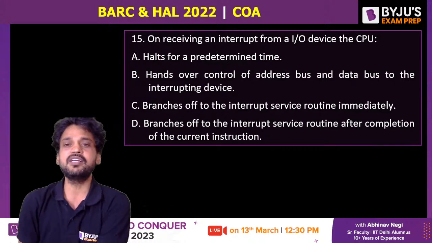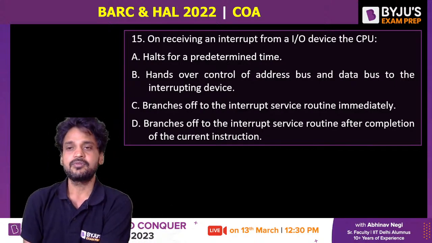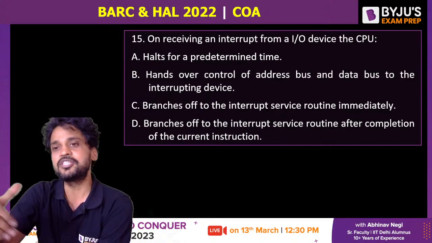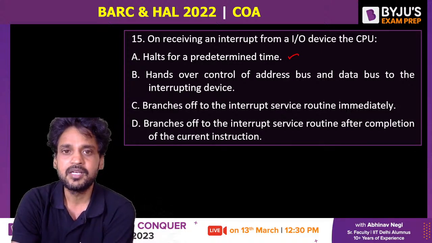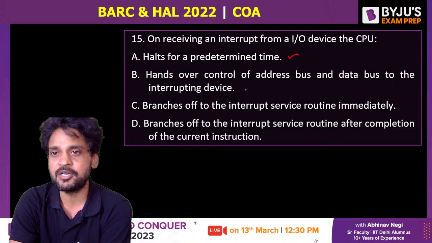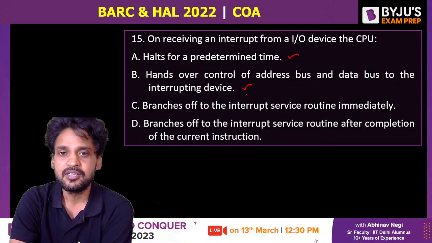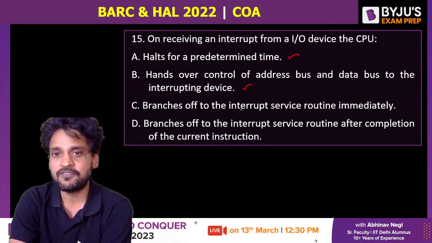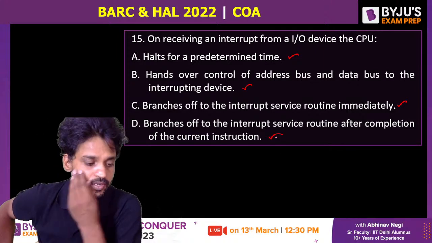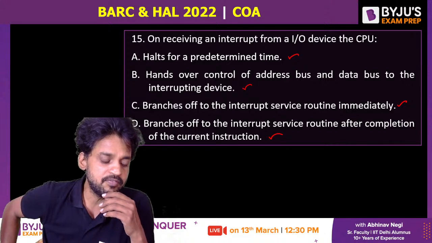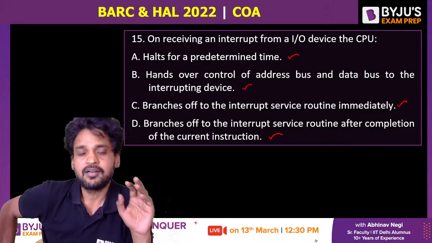Next one is, on receiving an interrupt from an IO device, what is the job of the CPU? Will the CPU be halted for a predetermined time? Will the CPU hand over the control of the address bus and data bus to the interrupting device? Will it branch off to the interrupt service routine immediately, or will it branch off to the interrupt service routine after completion of the instruction? Answer this so that we will finish it up.